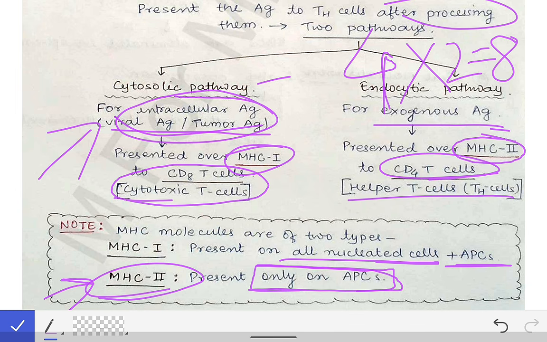We can derive from this information that any normal cells, even those which are tumor infected, can also present their antigenic fragments over MHC molecules to CD8 T cell, okay. But this helper T cell activation can only be done by the APCs, not the normal cells. The cytotoxic T cells can be activated by the normal cells which are viral infected or which have tumor in them. So those nucleated cells can activate cytotoxic T cells by MHC1 molecule, but the MHC2 molecules are present on the APCs, and the APCs can activate helper T cells only, okay.